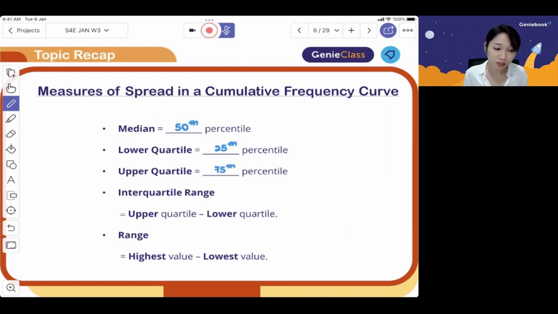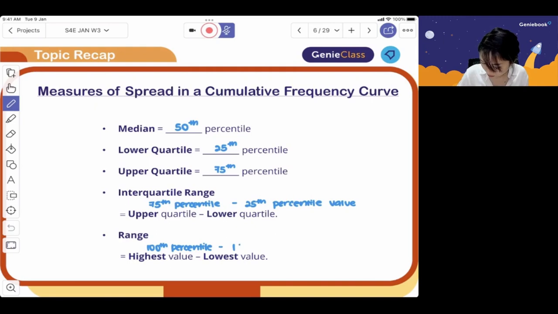So to find our interquartile range, we are taking the 75th percentile minus our 25th percentile value. And for range, it's always our highest value, so our 100th percentile, minus that first percentile.